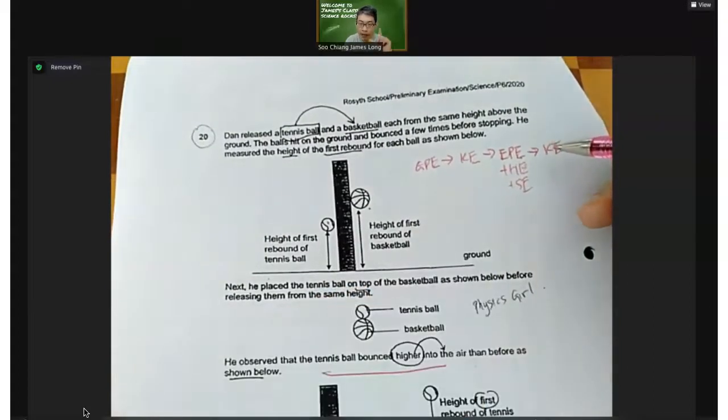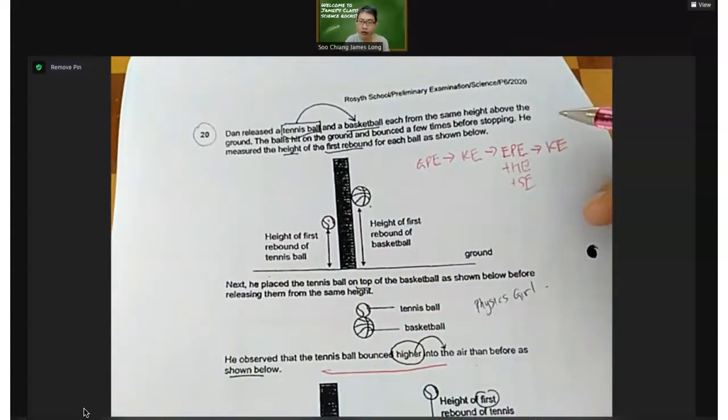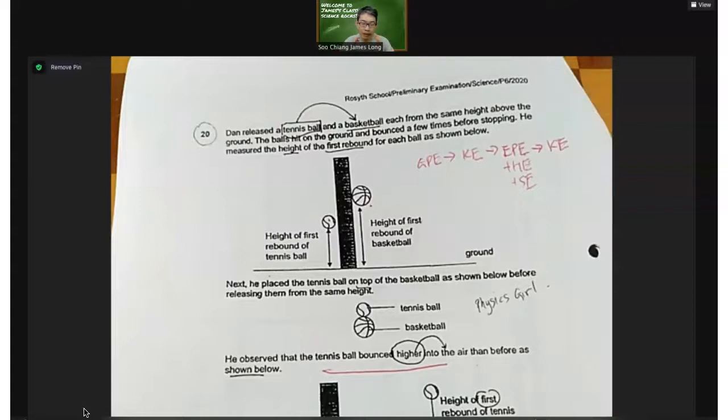That's for the tennis ball. Notice this is a different kind of ball compared to, let's say, a ball that doesn't compress, like a bowling ball. For a bowling ball, this will not happen. If you drop a bowling ball on the bowling alley floor, it doesn't bounce up much, just a little bit.